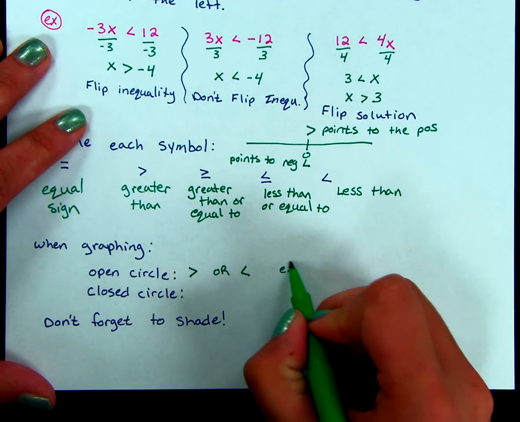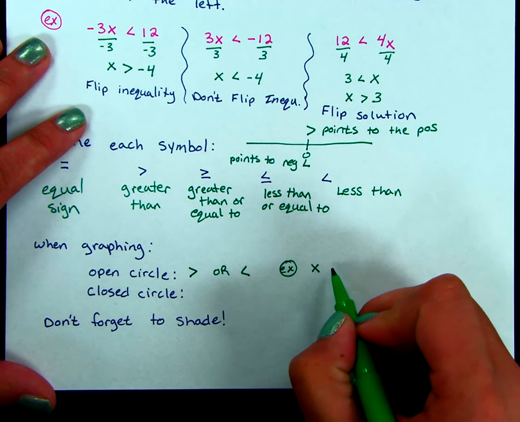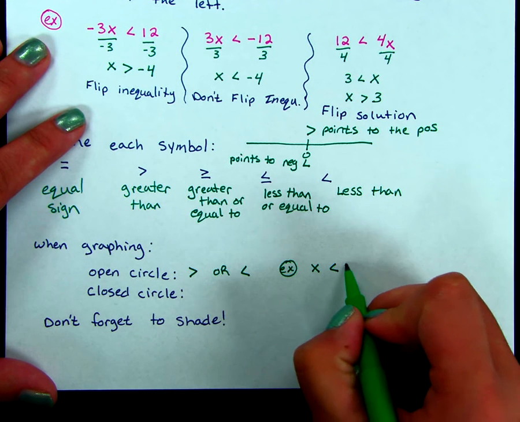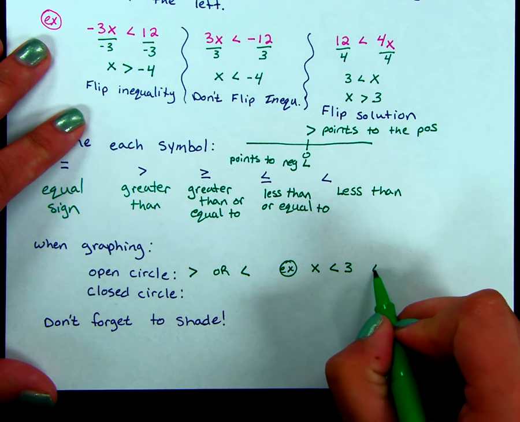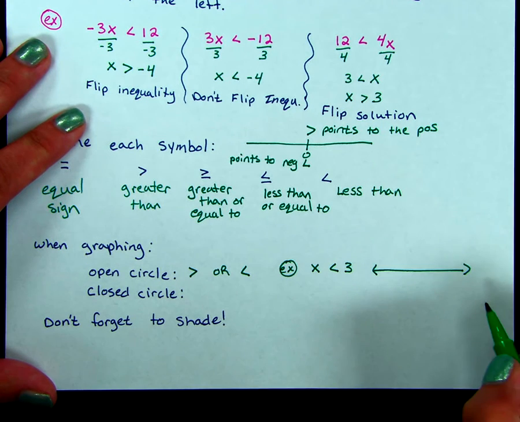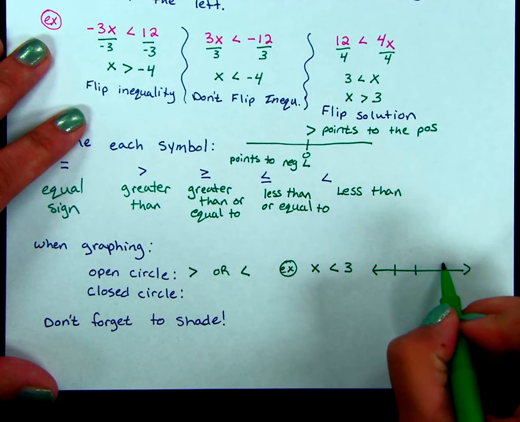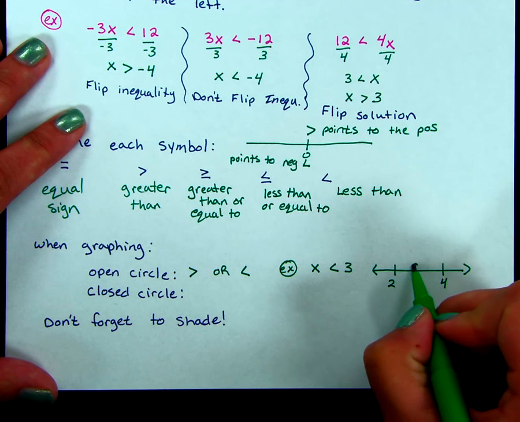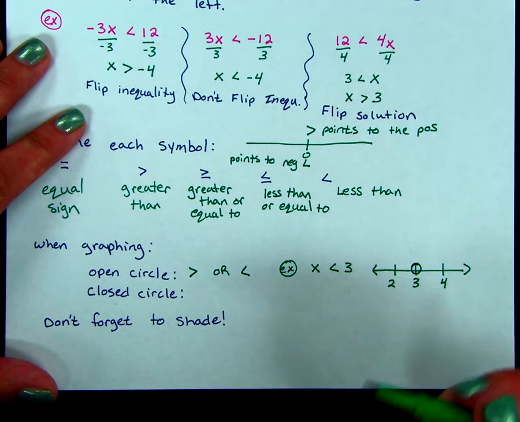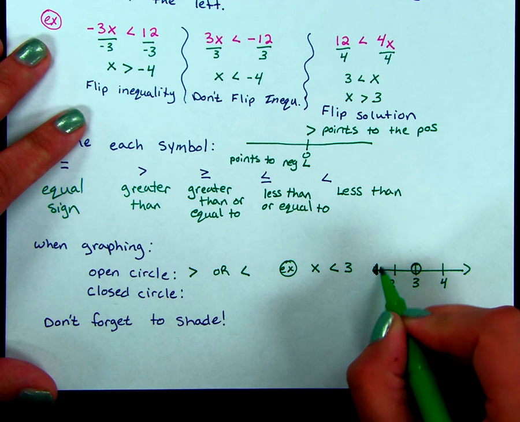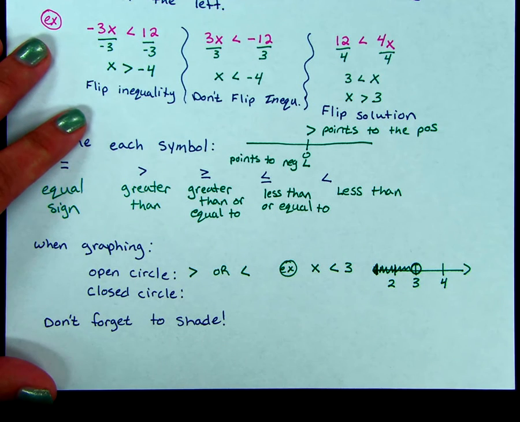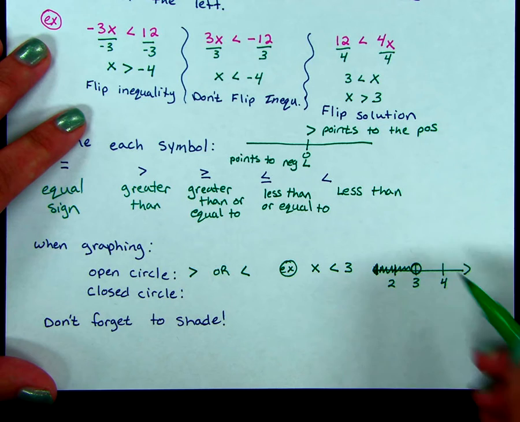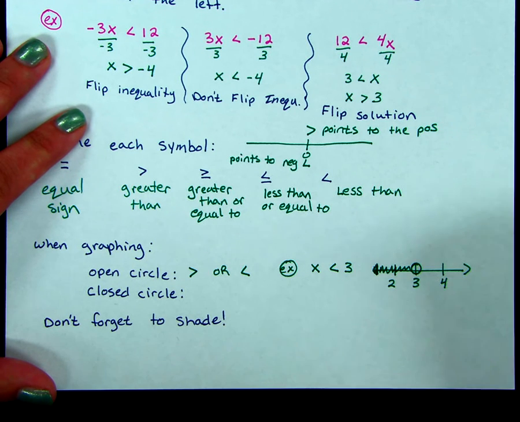For example, let's say that we had x less than 3. When we graph that, I'm going to make 3 tick marks. I'm going to put my answer in the middle, and then 1 above, 1 below. We would have an open circle, and then we would shade towards the negatives. It would look like this for our graph. The open circle means that we don't include 3 as part of our answer. Every tiny little number up to 3, but not 3 itself.